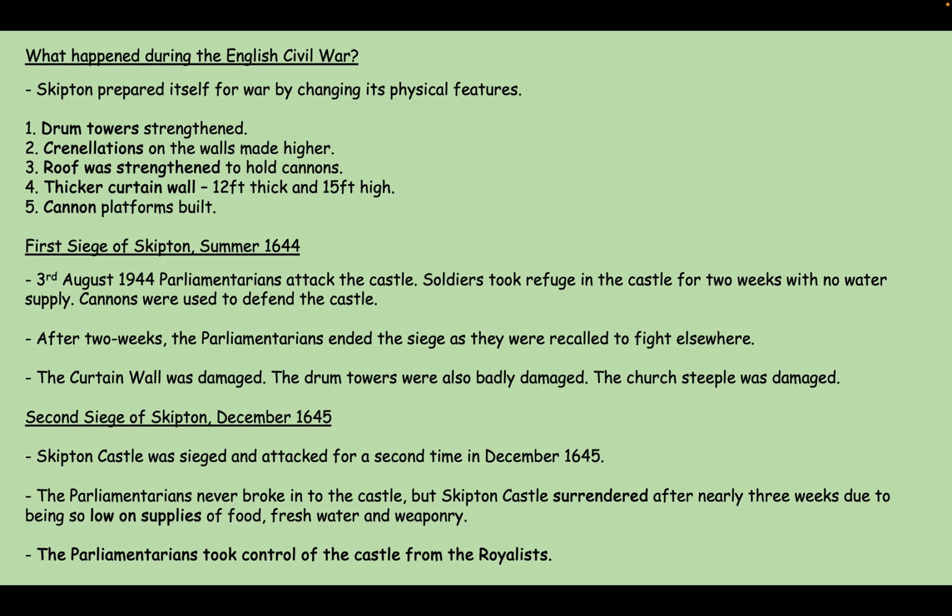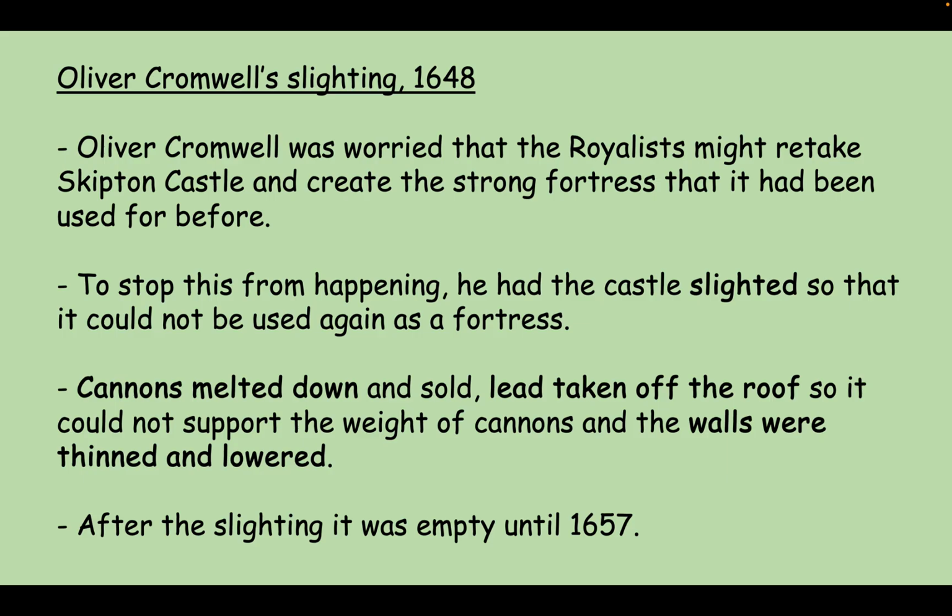So the castle, if we just go back a sec, is taken in December 1645. And 3 years later, in 1648, Oliver Cromwell is worried. Now we remember Oliver Cromwell is the leader of Parliament, and Oliver Cromwell is worried that the royalists might retake the castle and use it as the really strong fortress that it had been before. So in order to stop them, he deliberately damages the castle, and we call this slighting. So he had the castle slighted so that it couldn't be used again as a fortress. So the cannons were melted down and sold.